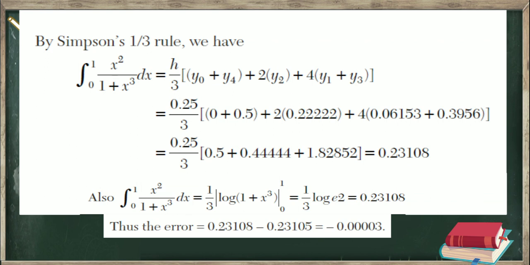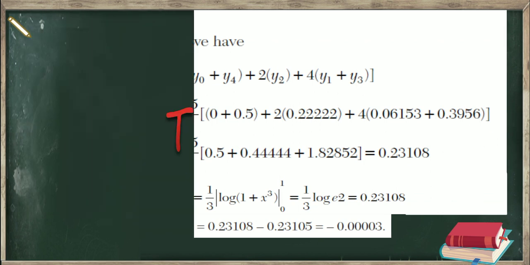Thus the error is obtained by subtracting both values: 0.23108 minus 0.23105. We get the answer 0.00003. So the error is 0.00003. This is a small error.